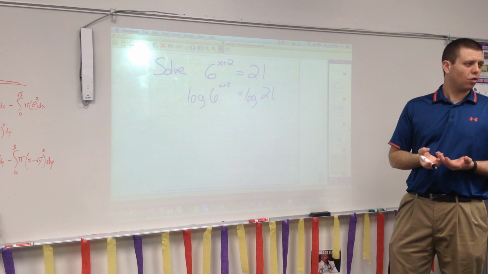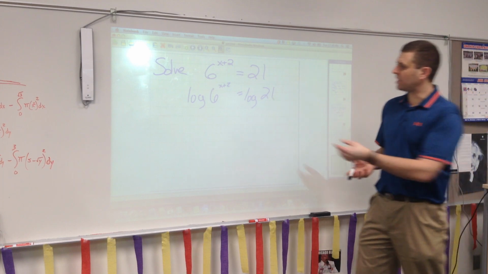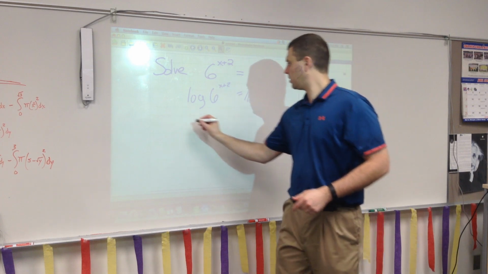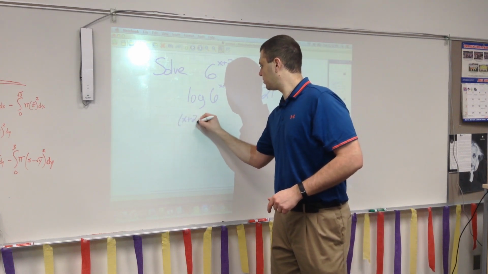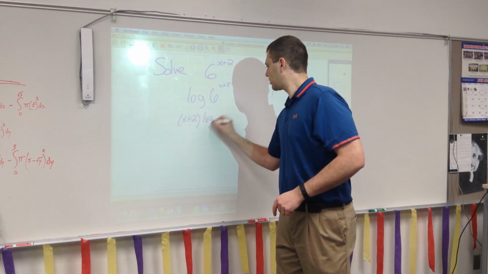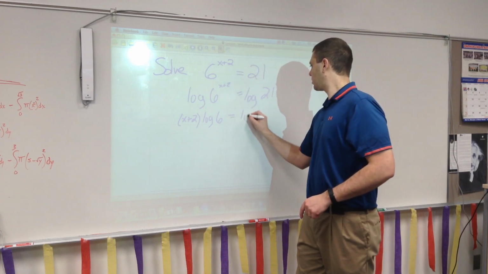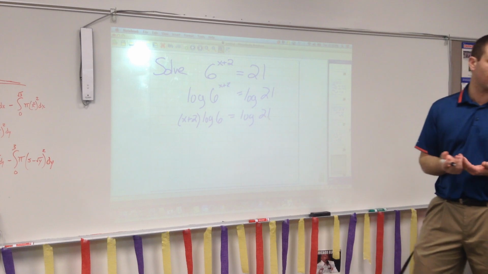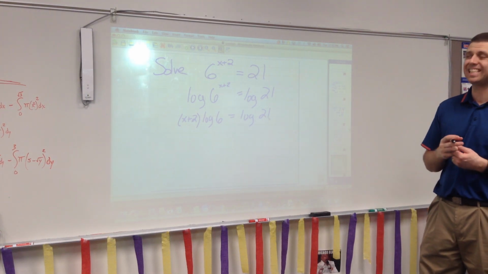Now, because I have logarithms, I can take this exponent, x plus 2, and move it out to the front. So now I have x plus 2 times the log of 6 equals the log of 21. And I'm just using common logarithms because that's what my calculator is going to be able to use most easily.